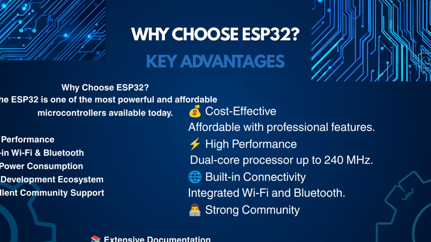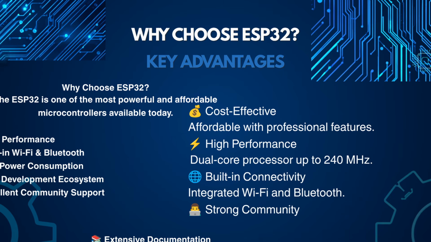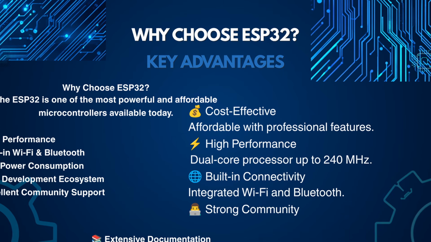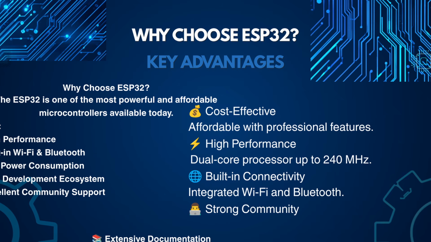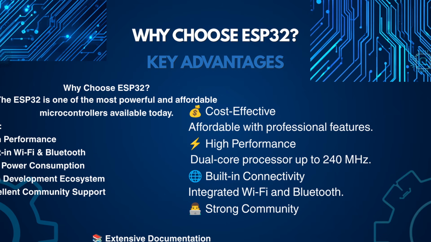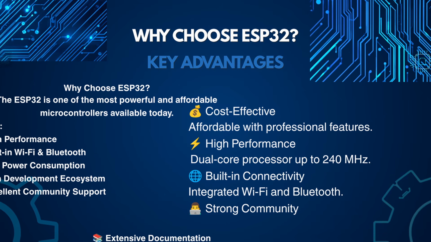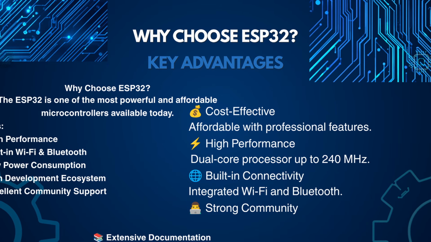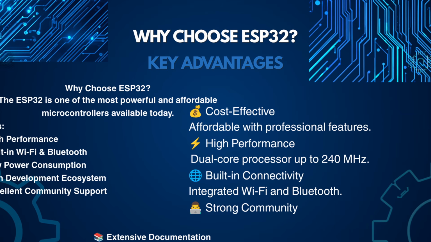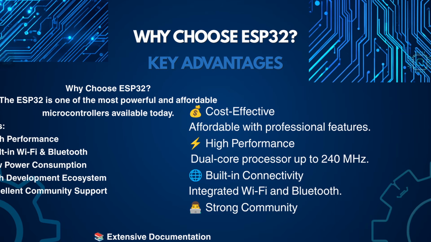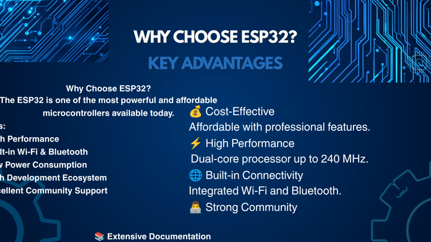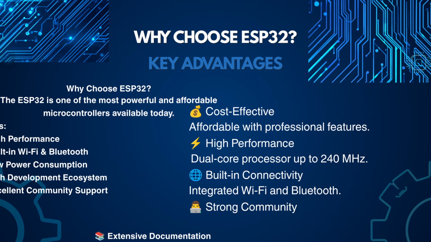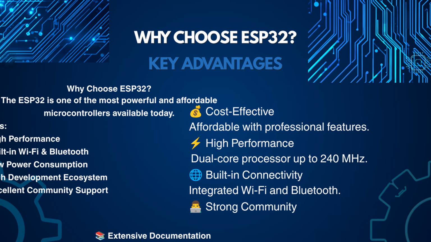Its powerful dual-core processor, running at speeds of up to 240 MHz, provides the performance needed for multitasking, real-time processing, and complex embedded applications. Unlike many traditional microcontrollers, the ESP32 comes with built-in Wi-Fi and Bluetooth, allowing you to create wireless and Internet of Things applications without adding extra communication modules.